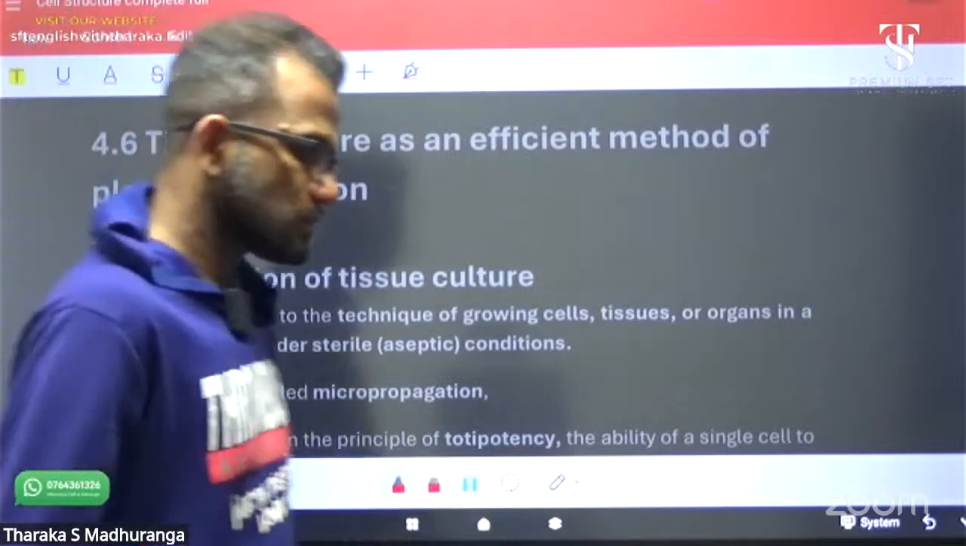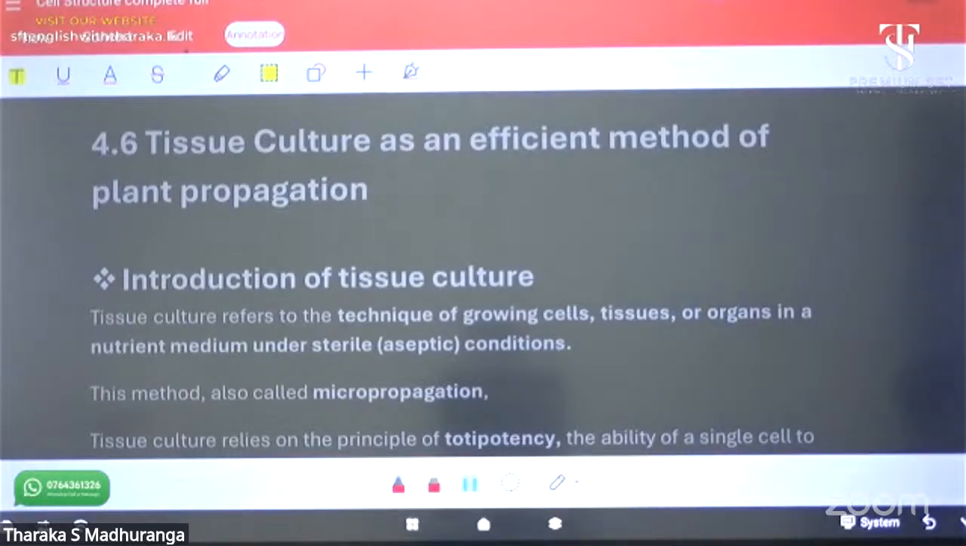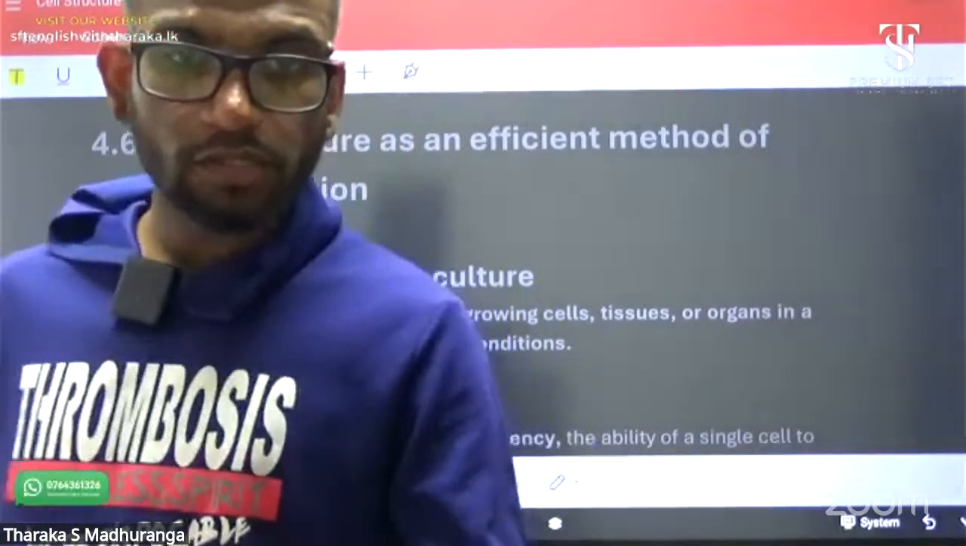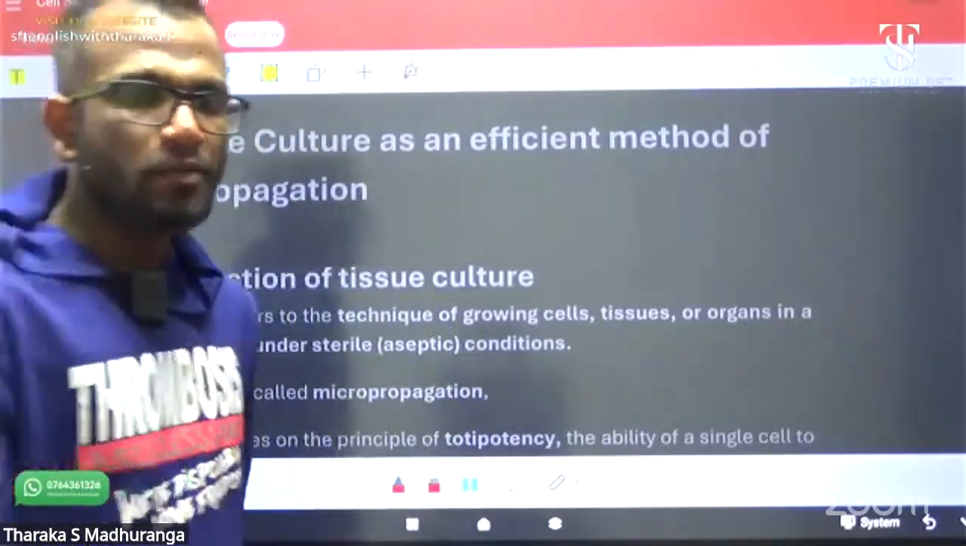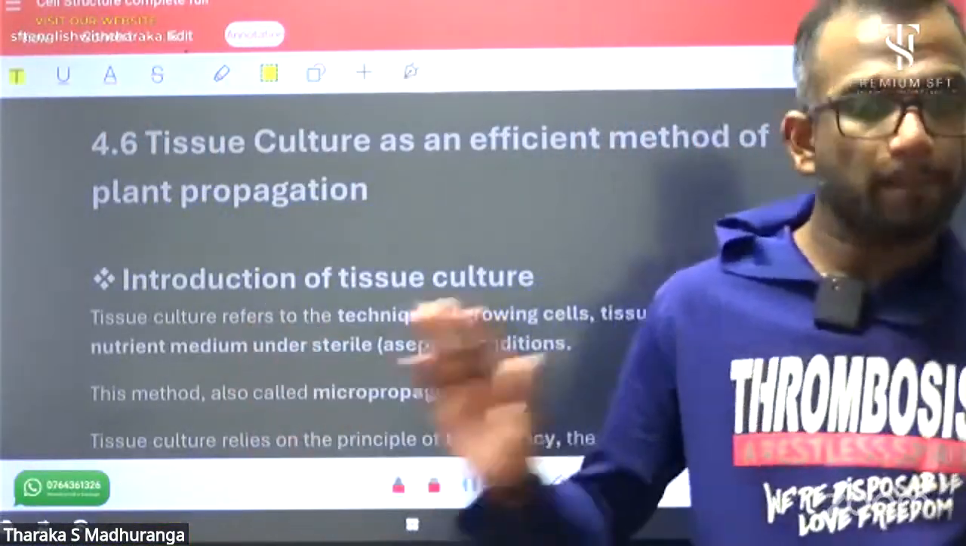Okay, let's move into the last two lessons, tissue culture. Okay, tissue culture. Always asking this question. Tissue culture, always asking tissue culture questions. Look, what's the meaning of tissue culture and its applications?